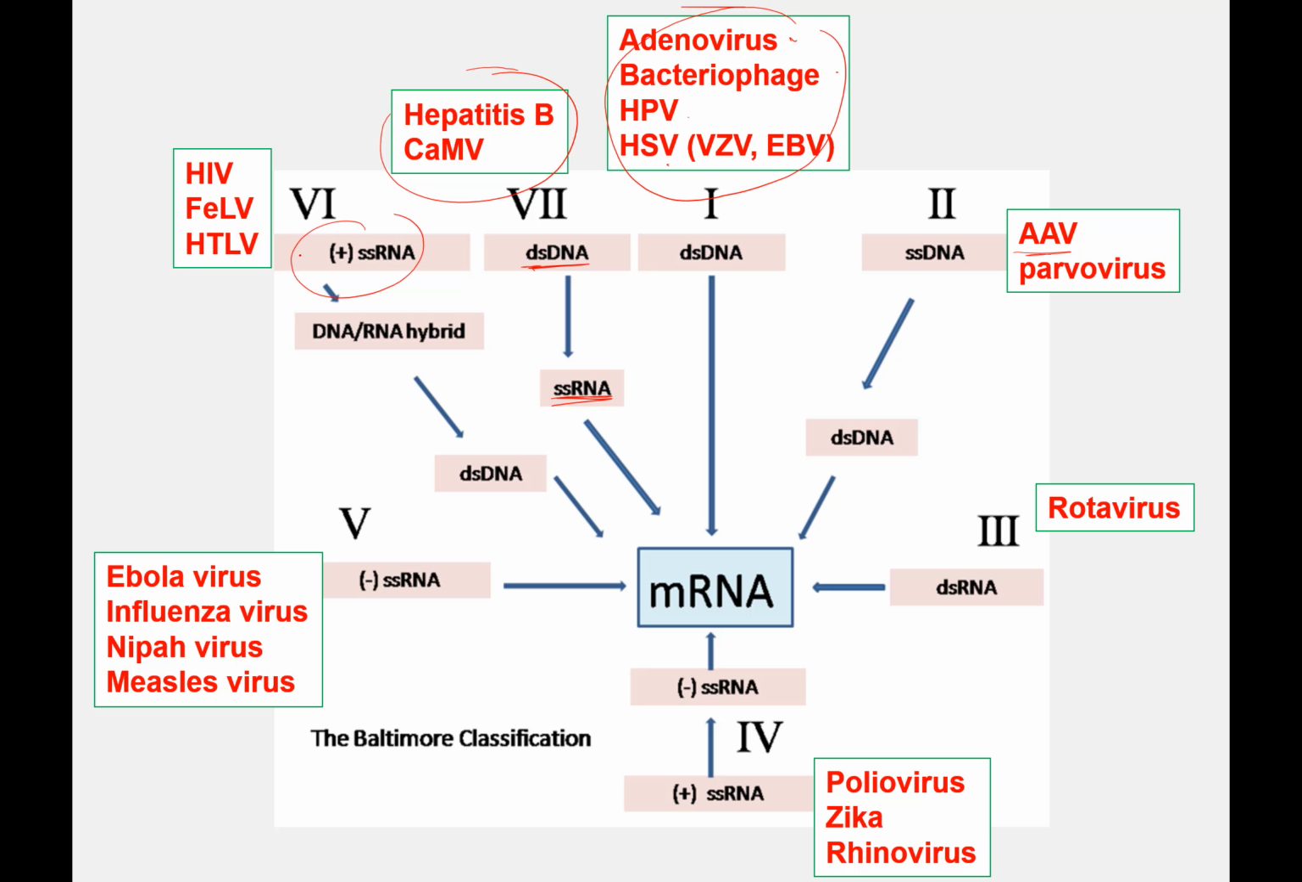And then finally we have the retroviruses like HIV, feline leukemia virus, human T cell lymphotropic virus, HTLV. So lots of different viruses with lots of different genome strategies.